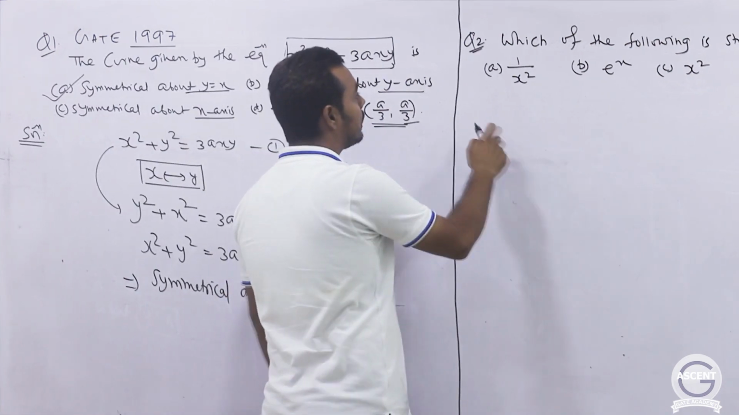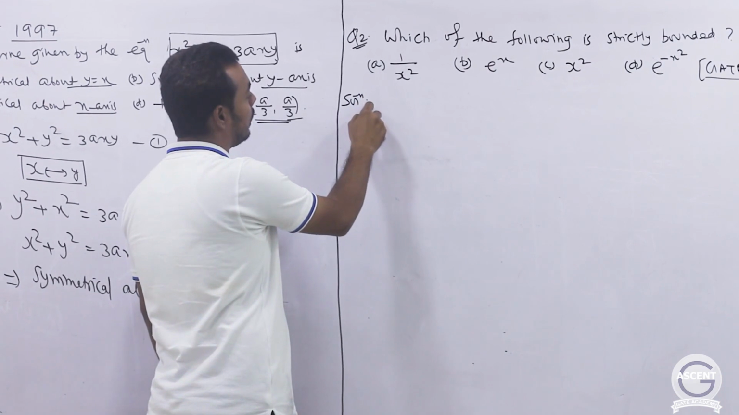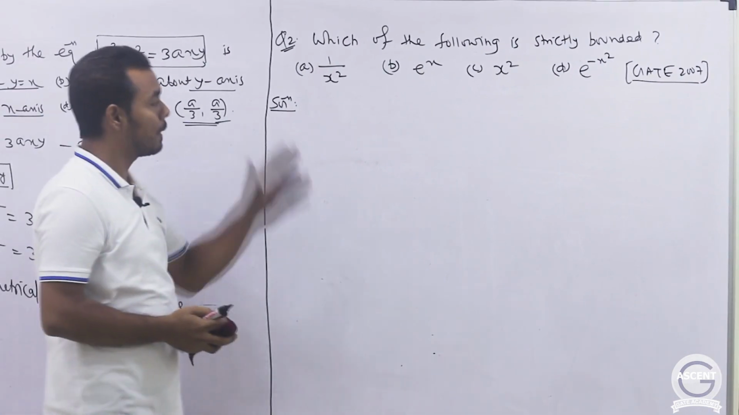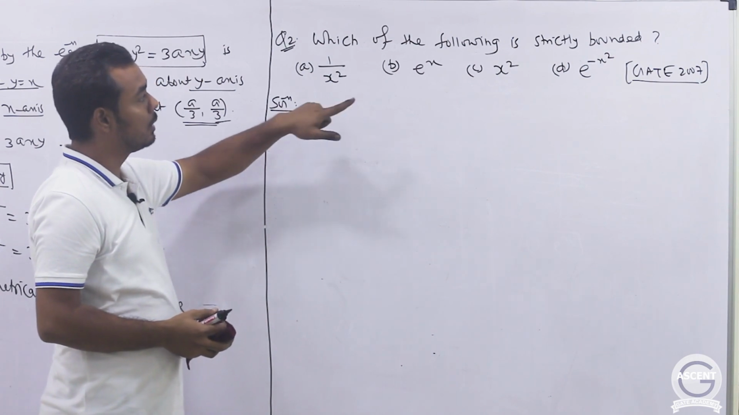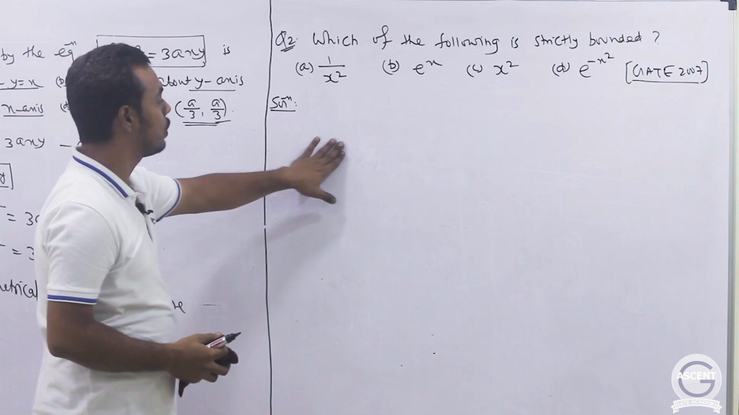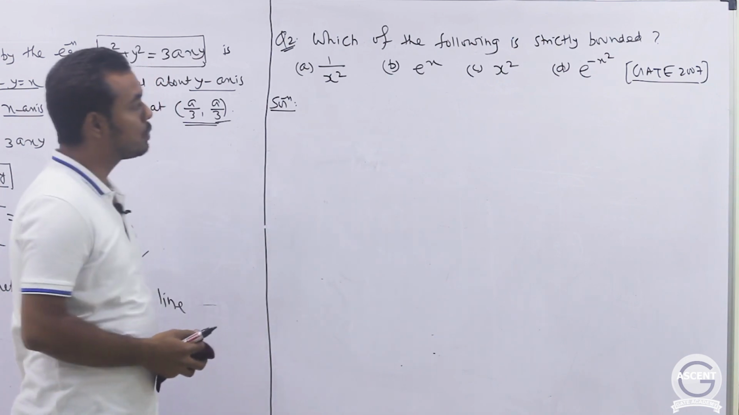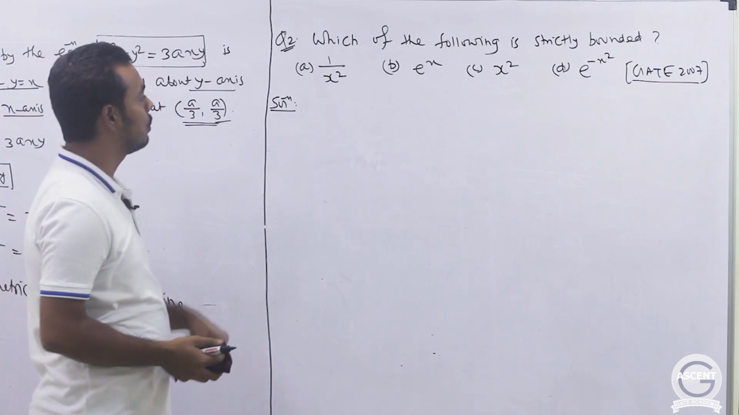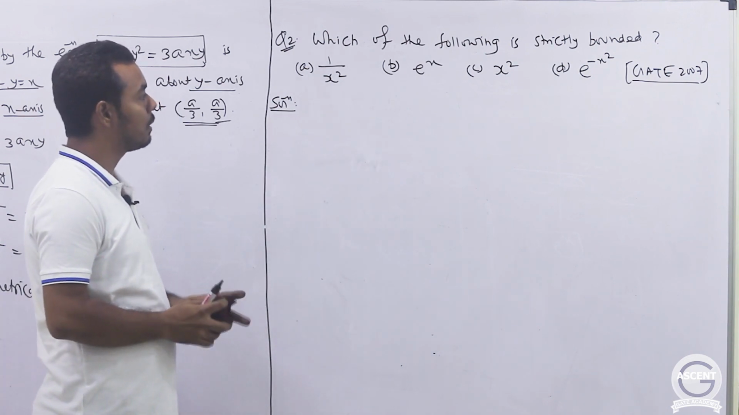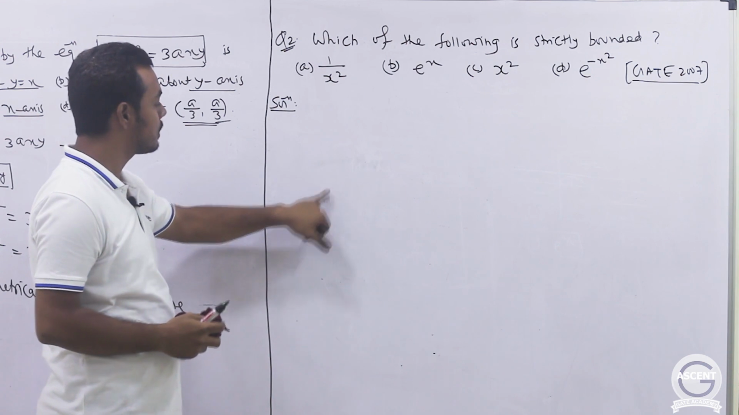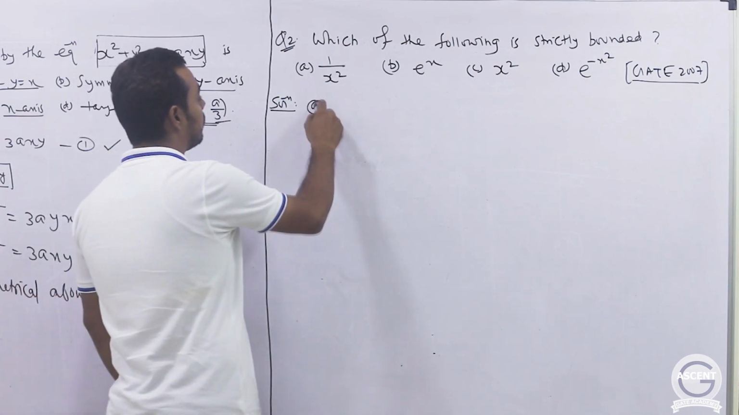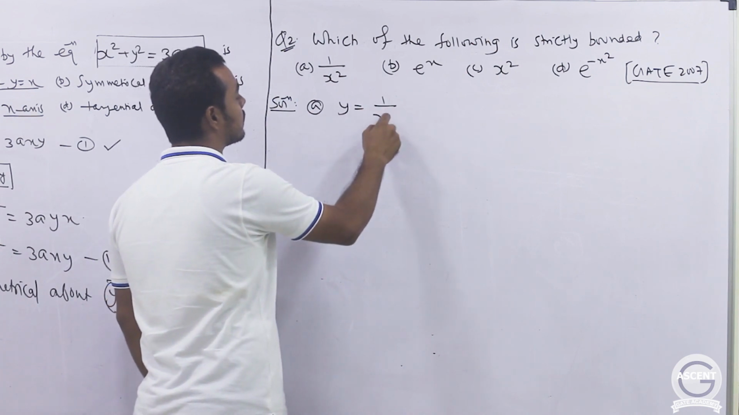Then the second one is related with bounded and unbounded functions. The second question says which of the following functions is strictly bounded, and these four options are given. In each one of these four options, if you know the graph of these functions, or if you can see the range of these functions, then you can easily see whether it is bounded or unbounded. For the first one, y equals 1 by x square.